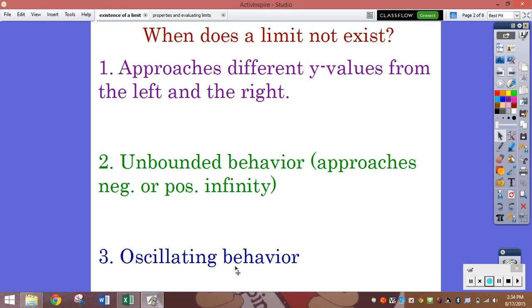Where you might have seen the word oscillating before is oscillating fans that you buy at the store. They're the kind that move left and right. That's what oscillating means. So let's look at some graphs of these three cases.